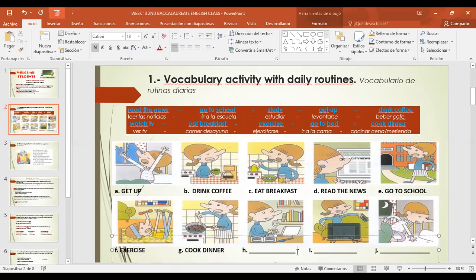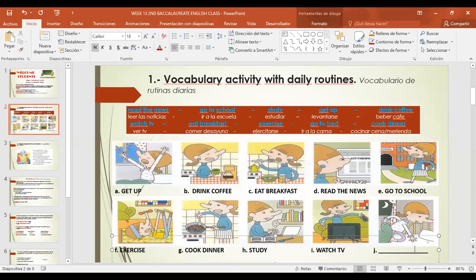Ok, vamos a ver. Letter H, la letra H, ¿qué está haciendo? Miren la foto. A ver, ¿qué creen que está haciendo? Notebook. Study. Very good. Study. Excellent. So, just two more. Solo dos más. Ok, vamos con la penúltima. ¿Cuál iría allí? Watch TV. Very good, miss. Watch TV. Okay, and finally, which is the other one?